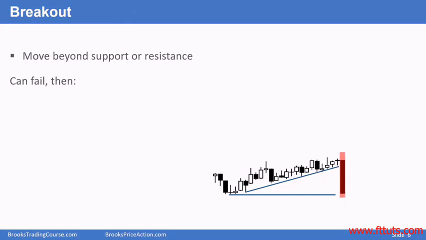A breakout is simply a move beyond support or resistance. A bear breakout is a move below support. Here we have a bull channel, higher lows, higher highs, and then we have a break below the line. This is a big bear trend bar, and it is a breakout. It's a move below support. There's other support down here, and the market broke through support here. Here it did not. It kept holding support.